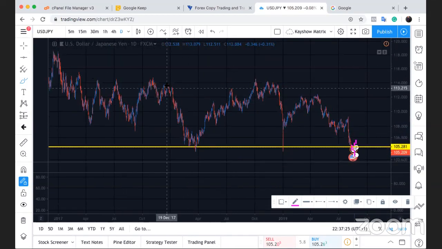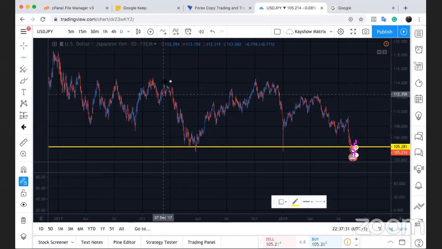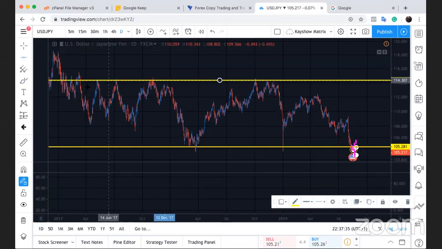Look at it here again. Can you see it here again? Multiple times it even happened here. Ceiling everywhere.